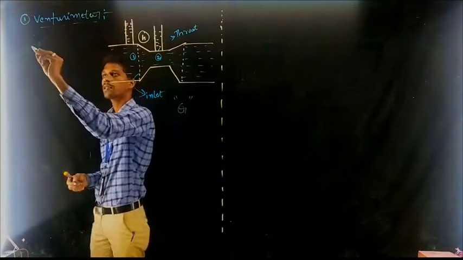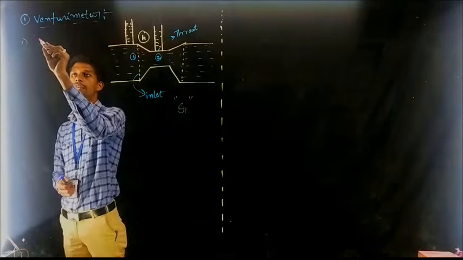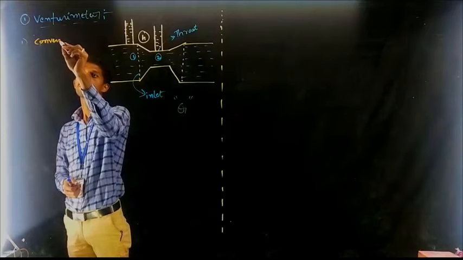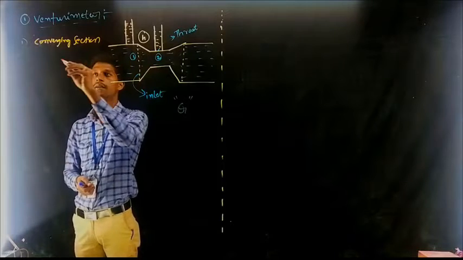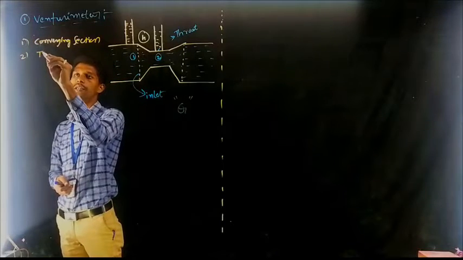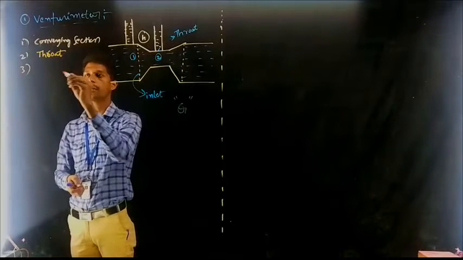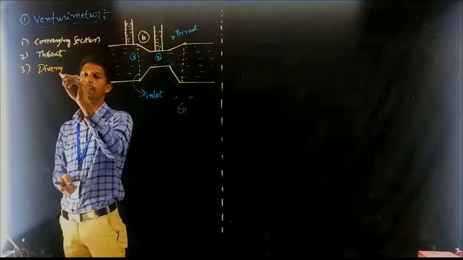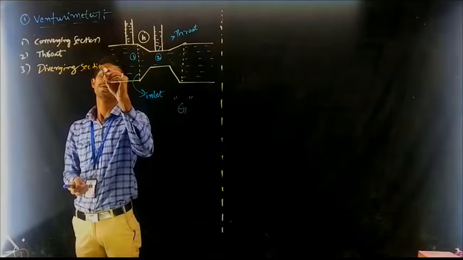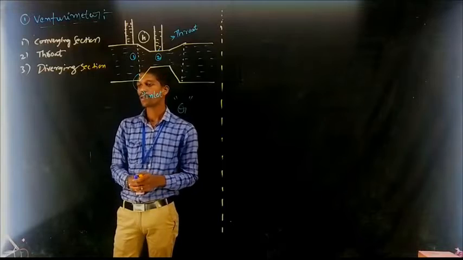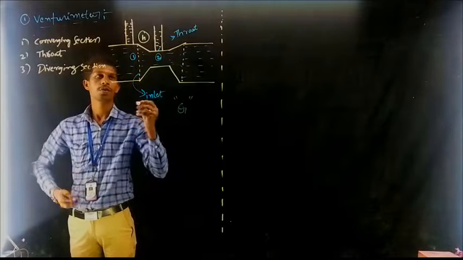So this Venturi meter contains basically three parts. One is a converging section, also called the inlet, the throat in the middle, and the third part is a diverging section, also called the outlet. These are the three parts of a Venturi meter. Now we will find out the equation of rate of flow through this Venturi meter.